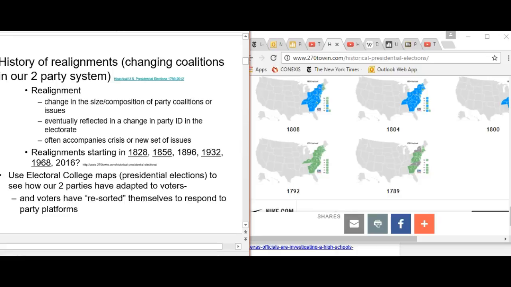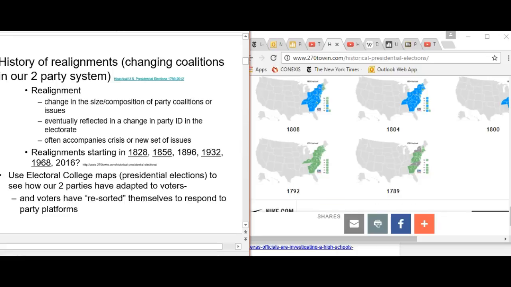There haven't been very many realignments in our country's history, and the ones that are underlined down there, those are the ones I'm going to talk about briefly, and I'd like for you to be familiar with. And I'm going to talk about this using electoral college maps. These are the maps for the presidency, and the story that I'm going to tell is then at the national level, and I'm dealing with the presidential election.